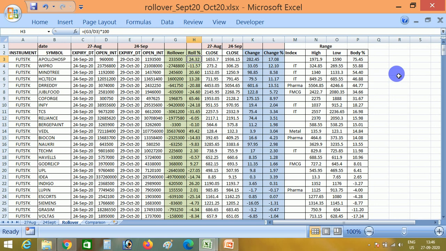So that means Apollo Hospital is having a good long build up. Long build up is because there is a build up, there is a price change on close to close basis, and there is a body percentage which shows a good body percentage on the monthly basis. So by having filters on these three data, rollover percentage, change percentage, and body percentage, I can conclude that Apollo Hospital will go up on the monthly basis as well.